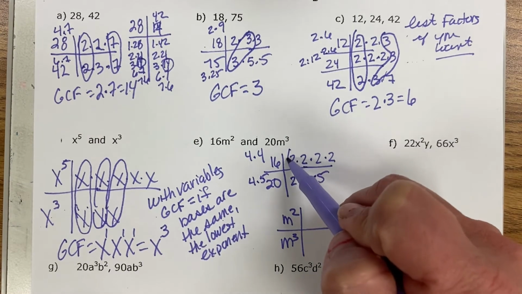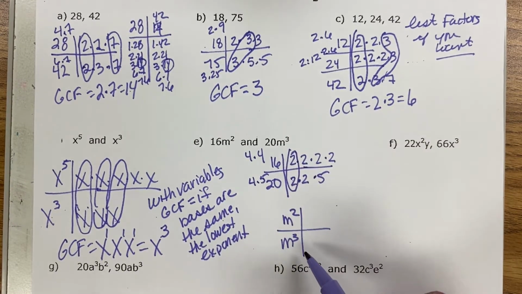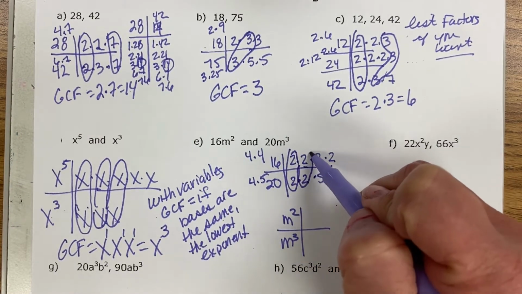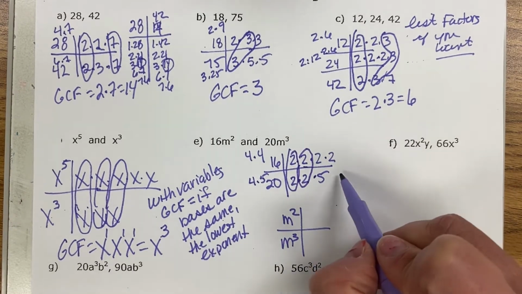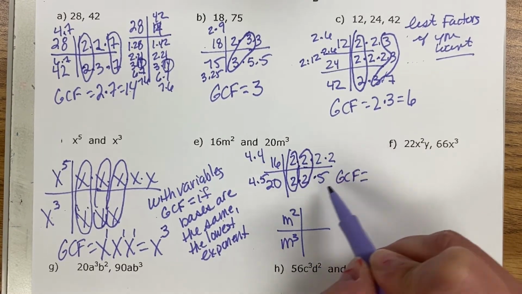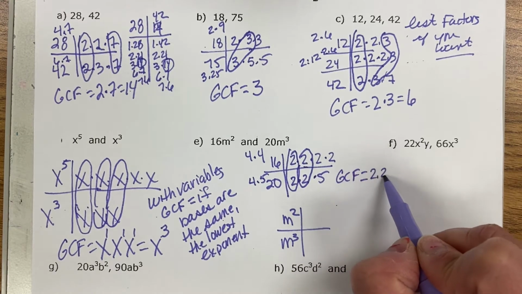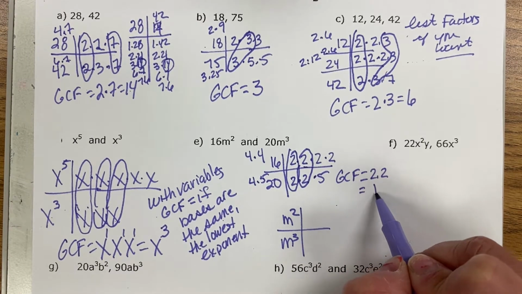And so then I find what they have in common. There's a 2 on the top and the bottom, another 2 on the bottom. So for this GCF, it's 2 times 2, and so that GCF is going to be 4.